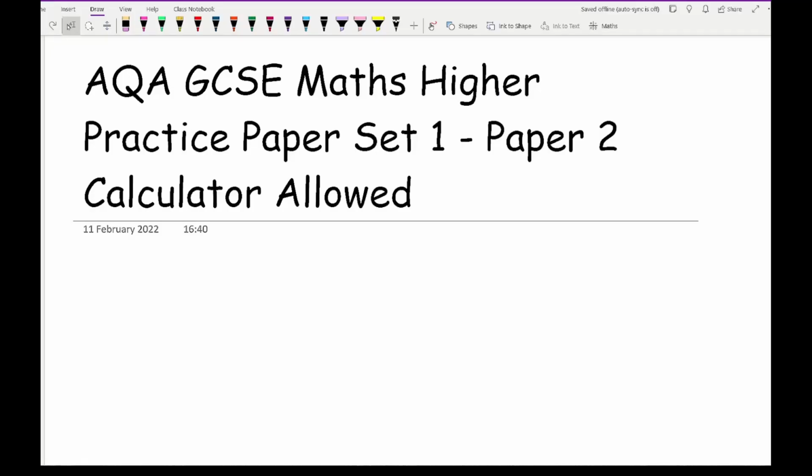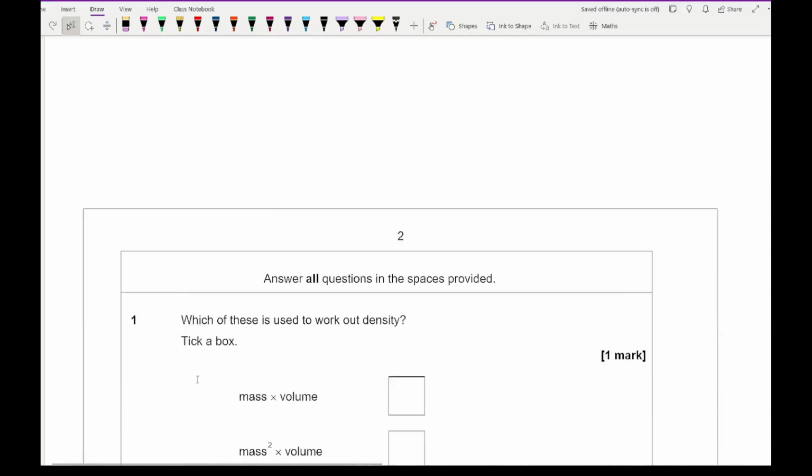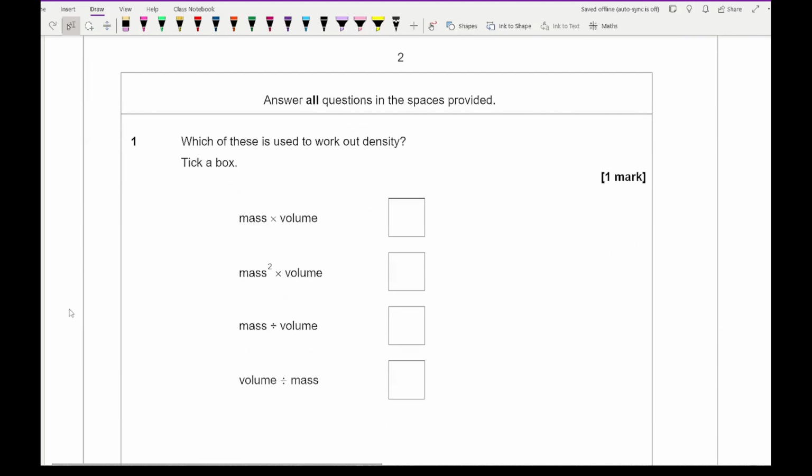So let's get started on this AQA GCSE Maths higher practice paper set 1 paper 2, which is a calculator paper. Looking at our first question, it says which of these is used to work out density? Well, it's a case of remembering that density is mass over volume, and so it is our third option.